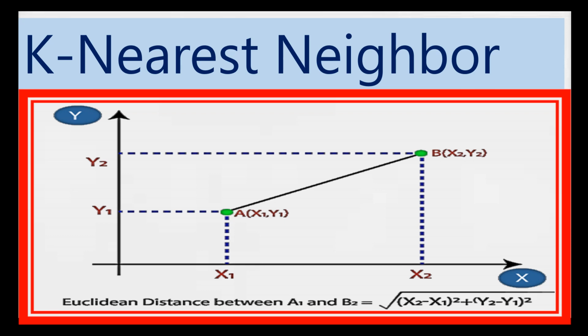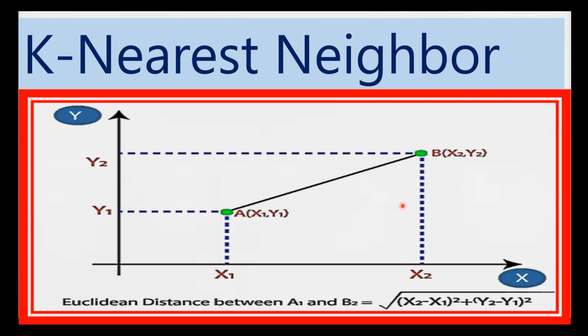Now this K nearest neighbor is a simple and effective machine learning technique used for classification and regression tasks. And it works by finding the K closest data points, that is the neighbors to a given point, and making a prediction based on their labels or values. So imagine you are a librarian who is tasked to categorize a new book into one of the existing sections in a library based on its title, author and subject.